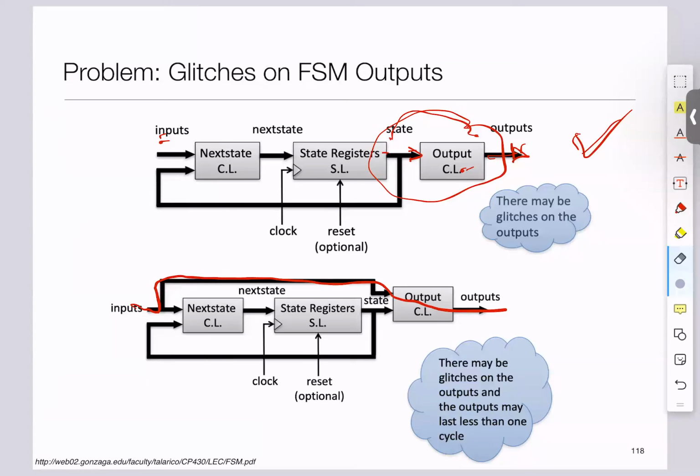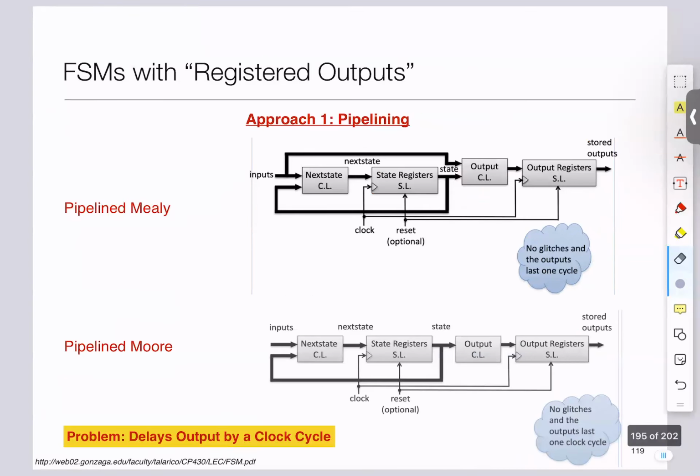So what do we want in that case? What we really want is my output to come directly from the state registers, no combinational logic. That would be the ideal situation. And in that case, there's no combinational logic, so I don't have to worry about hazards. So there are two ways one can approach this.